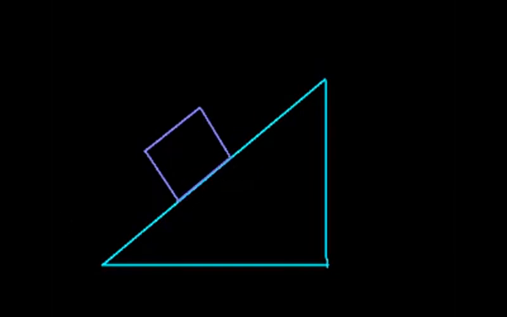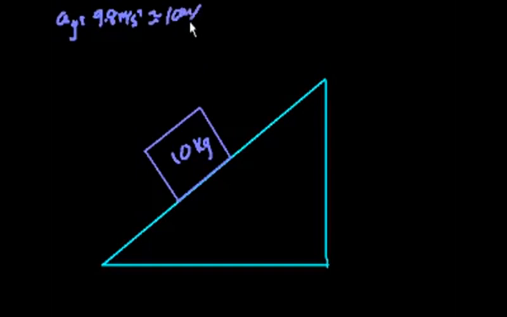So I have a block on an inclined plane, and let's say that this block is 10 kilograms. And for simplicity's sake, I'll assume that the acceleration of gravity, instead of 9.8 meters per second squared, is approximately 10 meters per second squared. I'm going to do that in all of the physics videos, just because it makes the math easy and we don't have to get a calculator out.